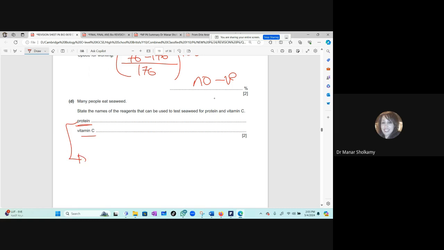Let's revise. Burette. Solution. Burette. And what's the starting and the final color? Blue to lilac. Yes. Vitamin C, DCPIP.